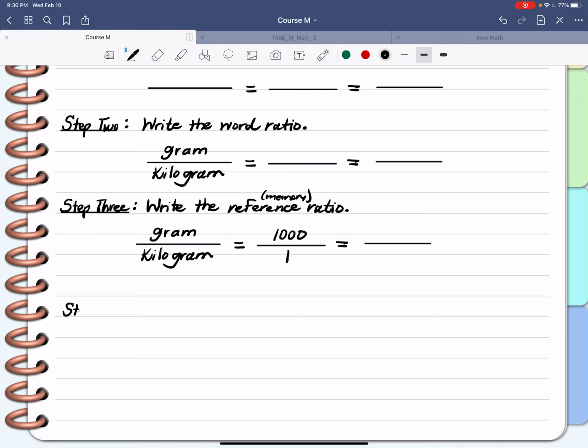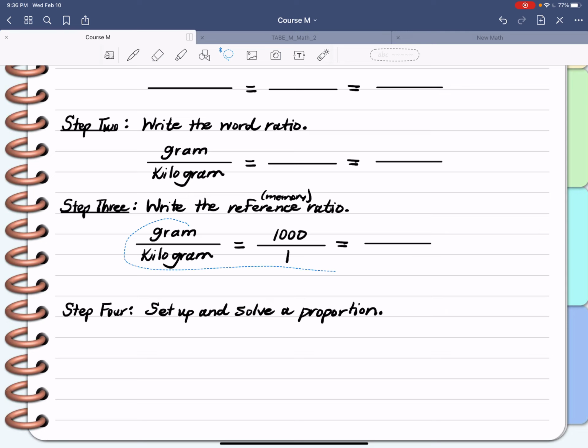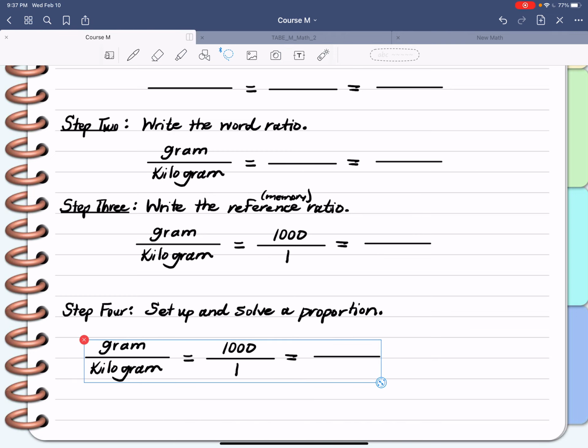And then step 4, which is the last step, we are going to set up and solve a proportion. And anytime you see the word proportion, think of the peanut. That's how you do a proportion, is with that peanut. So copy and paste. I'll do that right here.